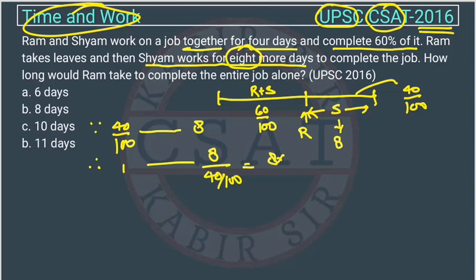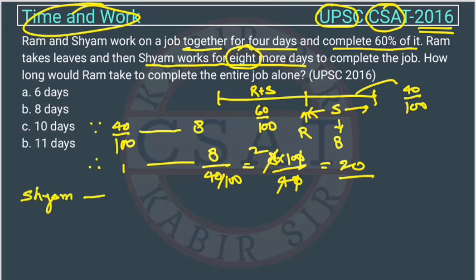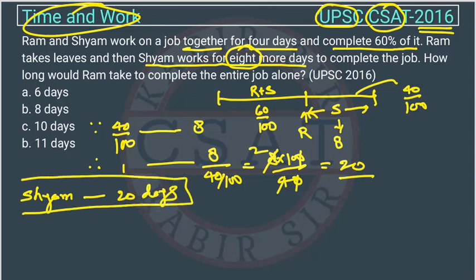So this will become, so this 0 can cancel this 0, this 4 into 8. So this is 20. So Shyam can complete the work in how many days? 20 days. So Shyam alone can work. If Shyam is working alone, then he can complete the work in how many days? 20 days, right? So we have calculated it.